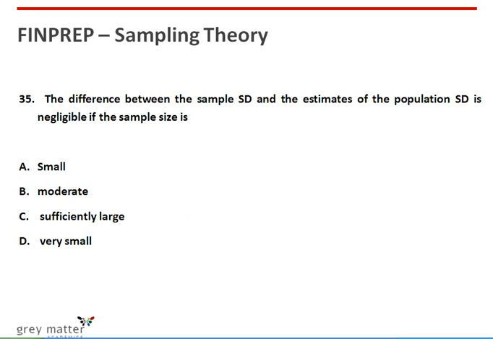The 35th question, the difference between the sample standard deviation and the estimates of the population standard deviation is negligible if the sample size is sufficiently large. That is C option, which says sufficiently large, because of the principle of law of statistical regularity. So once again, the difference is negligible if the sample size is sufficiently large, the C option, using the principle of law of statistical regularity.